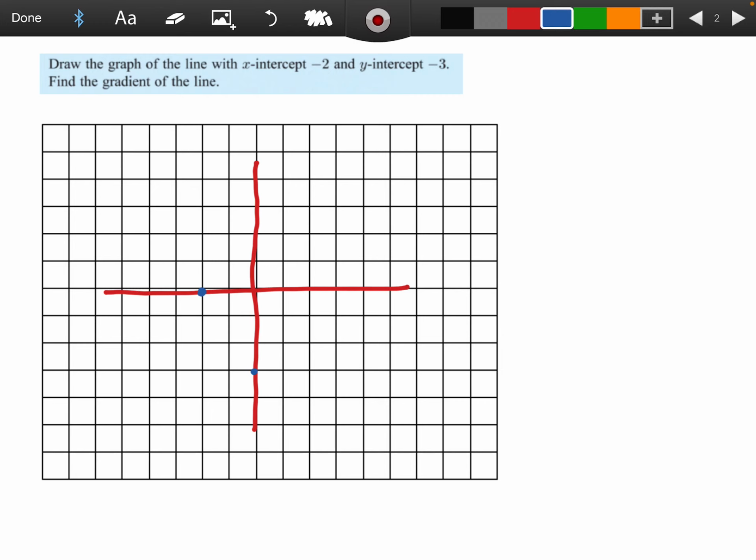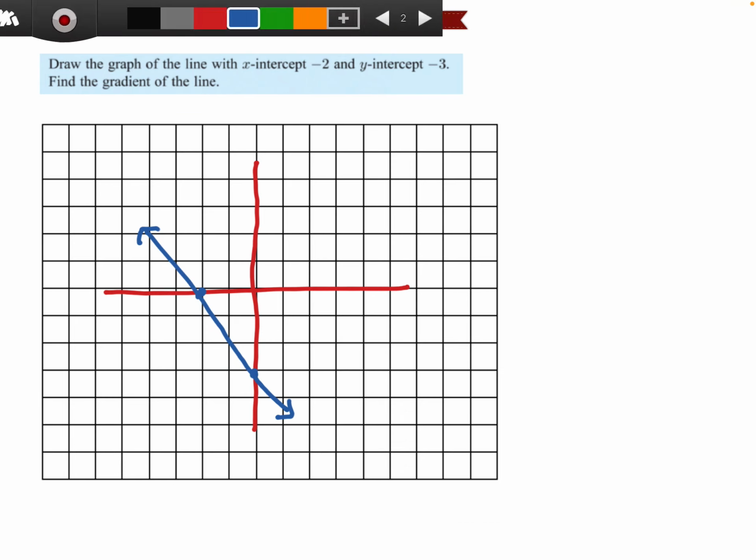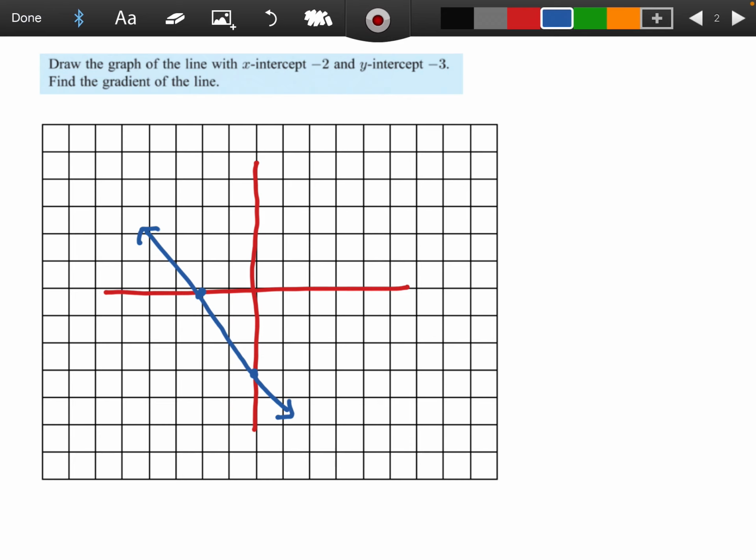To draw the line, you're always going to use a ruler, not like me. And you're going to put arrows on both ends indicating that the line goes on forever in both directions, and it must cross through the two axes intercepts that you've illustrated. Then to find the gradient, we're graduating from the counting method. We want to default to always using the formula: m, standing for slope, equals y2 minus y1 over x2 minus x1.